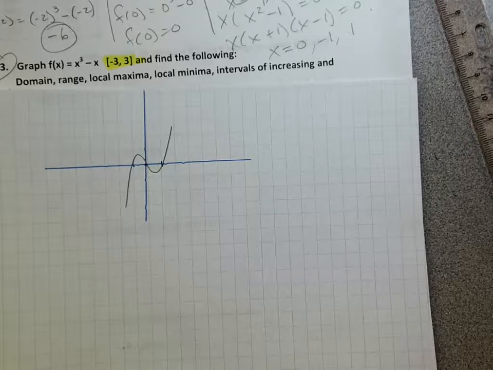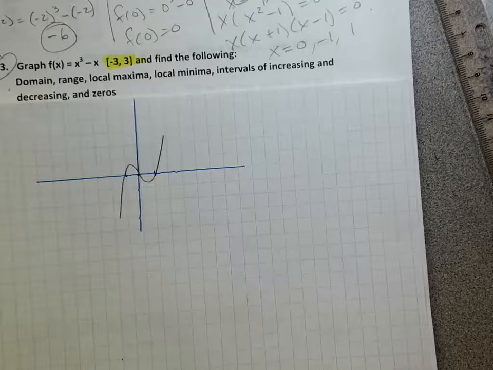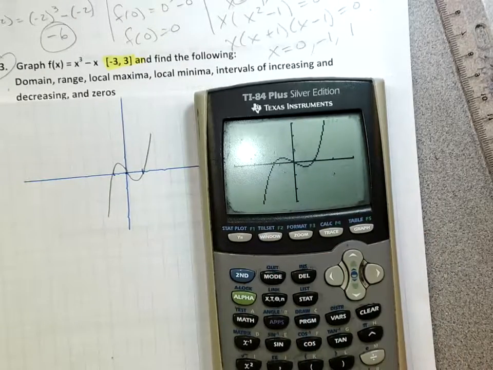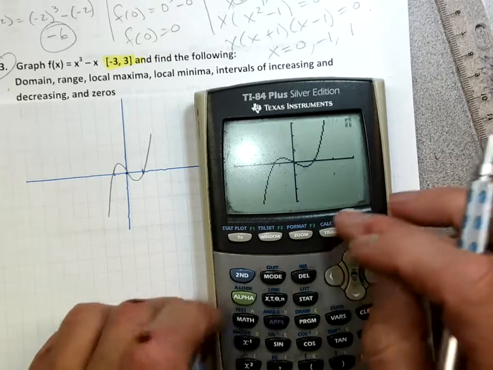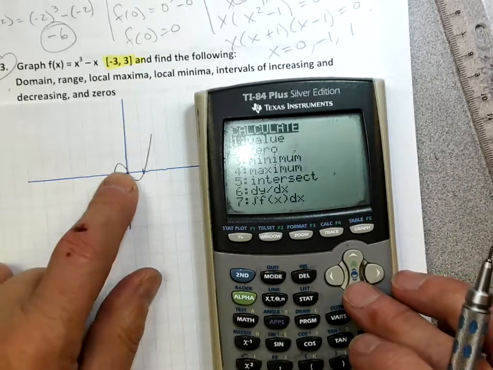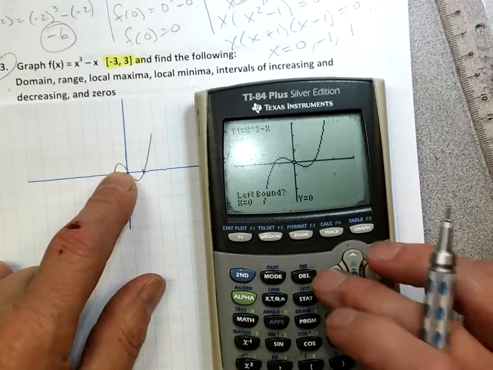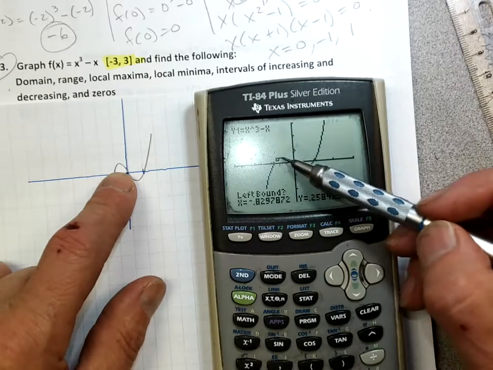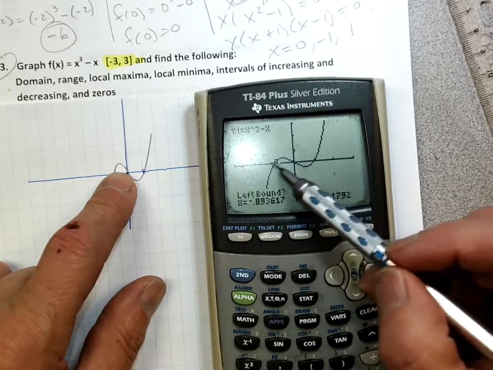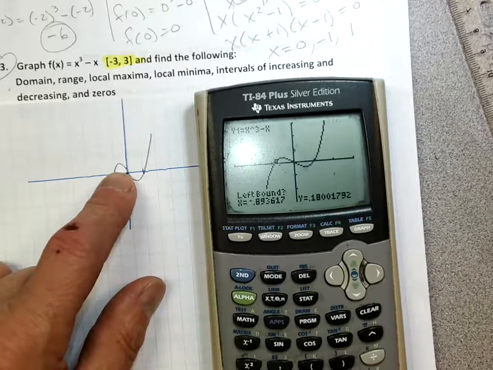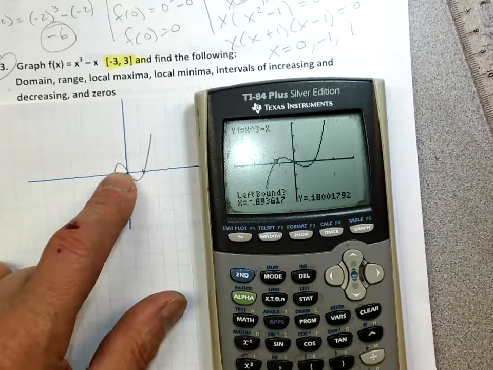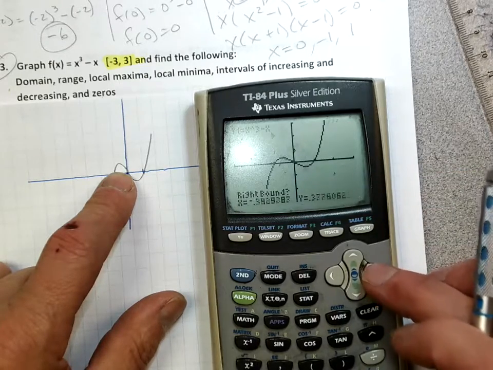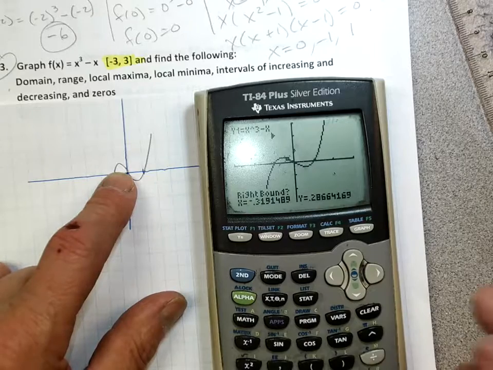Now, what are some of the things we can find? Well, we can find our max and our mins, right? So I'm going to use my calculator to find the max. Remember, where do we find the max? Second calc. Second calculate, right? And let's find the maximum. Left bound, so I go to the left-hand side of that maximum. It's blinking, so I want to lock it in, so I push enter. Right-hand bound, so I'm going to bring it over here. It's blinking, so I'm going to lock it in, push enter.